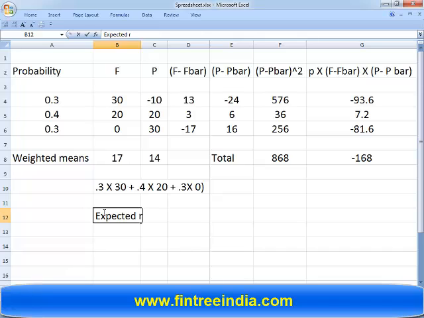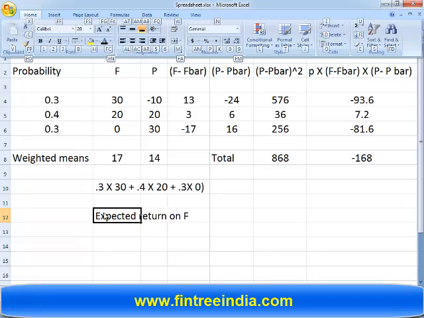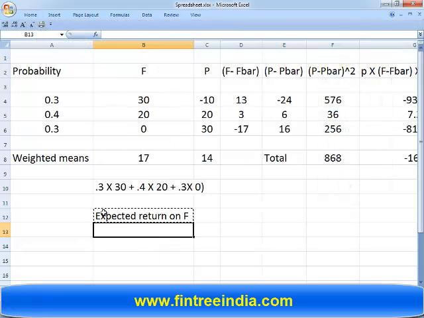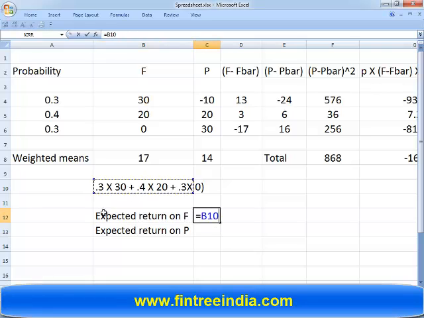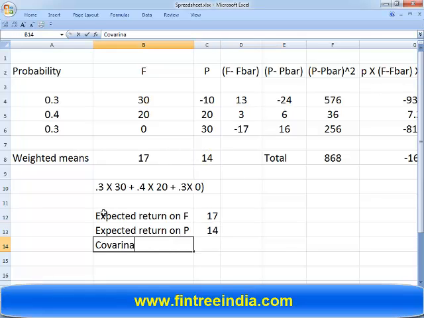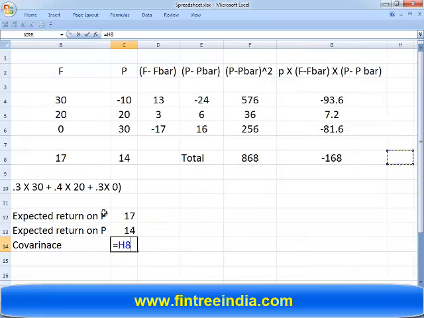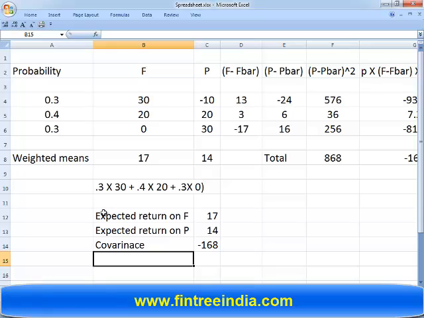You can say expected return on portfolio F, expected return on portfolio P. So this is 17, this is 15. Then covariance is minus 168. And then you will say beta. So for beta, write down the formula: covariance divided by variance of market.